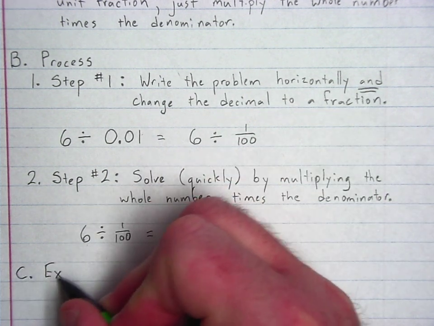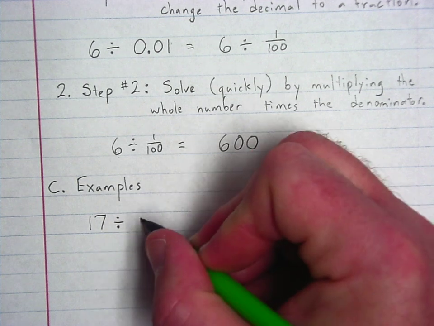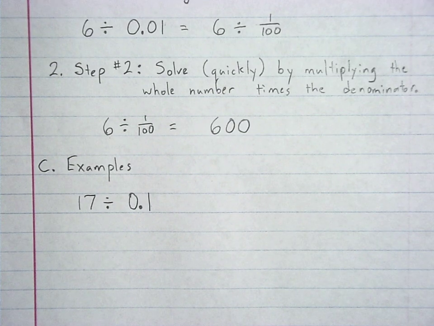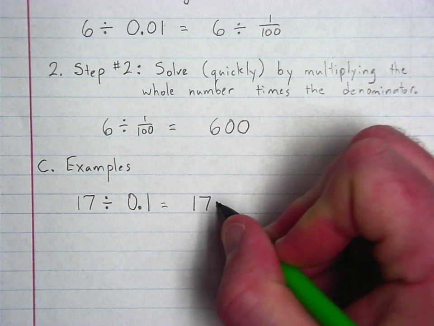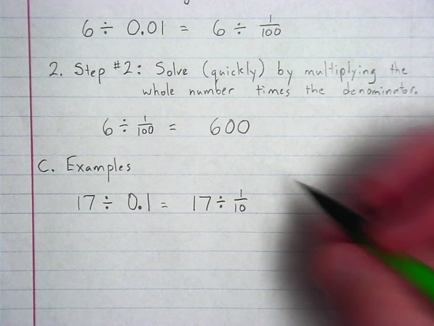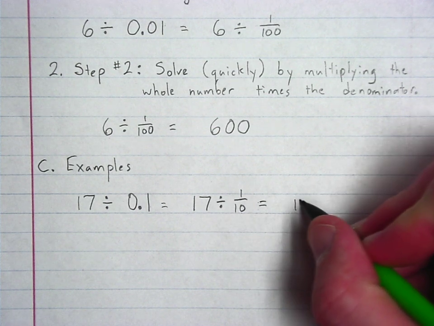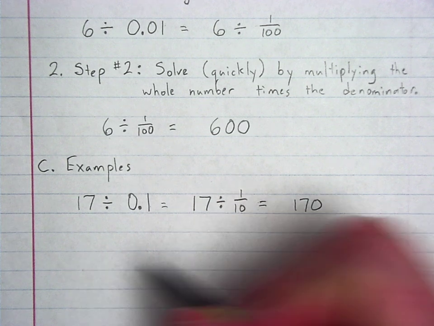Let's do a few examples together. Let's say I give you 17 divided by 1/10. We're saying that, I don't know, we have 17 whole candy bars and we want to give out 1/10 of the candy bar to each kid. That's not much, but for the sake of the problem. 17 divided by 1/10 is the same as just whole number times denominator. 17 times 10. 170. That's it.